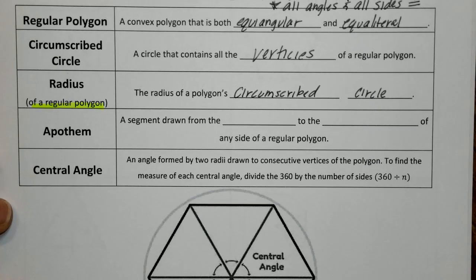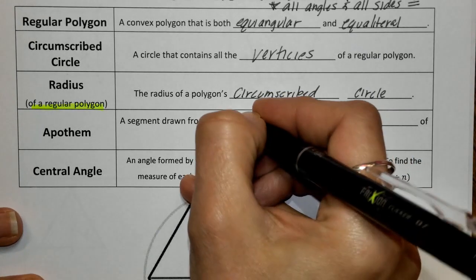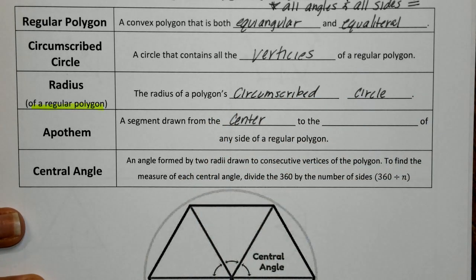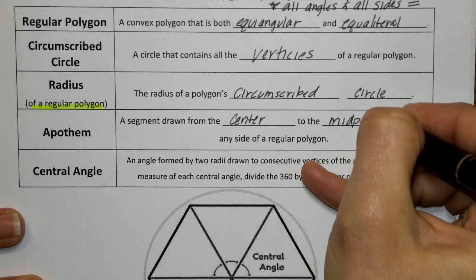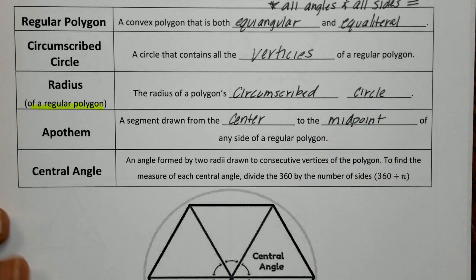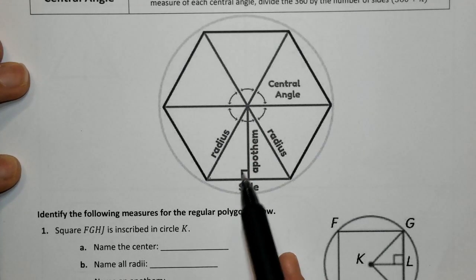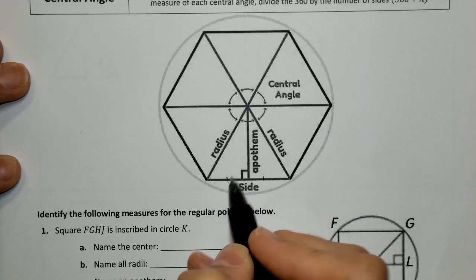The apothem, what we will spend this video on finding, is going to be a segment that is drawn from the center, just like the radius, except the radius goes to the vertex. The apothem is going to go from the center to the midpoint of one of the sides. So over here, here's your apothem. It will be perpendicular, and it's going to be a midpoint, creating two congruent parts right here. And we'll see that on the next page.